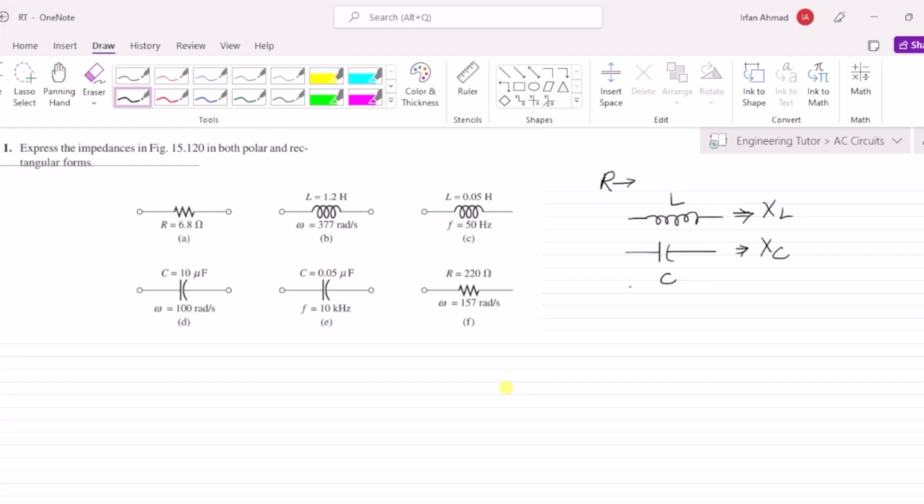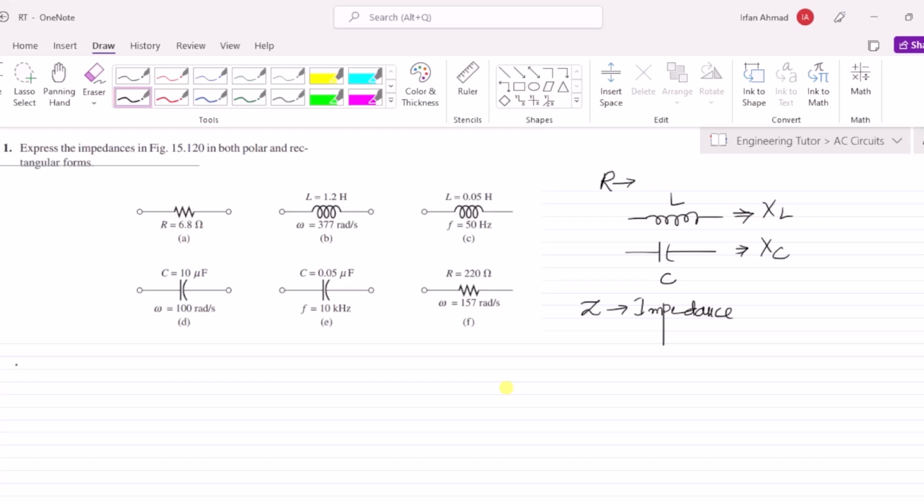Okay, so in any circuit we might have a combination of any of these three elements. So in that case, that resistance or that reactance is basically called the impedance and represented by Z. Okay, so that is basically the impedance, which is composed of the real and the complex quantities, or I can say real and imaginary quantities.